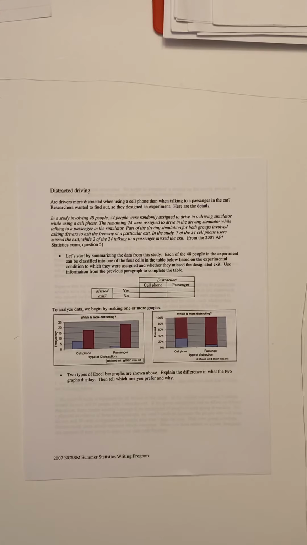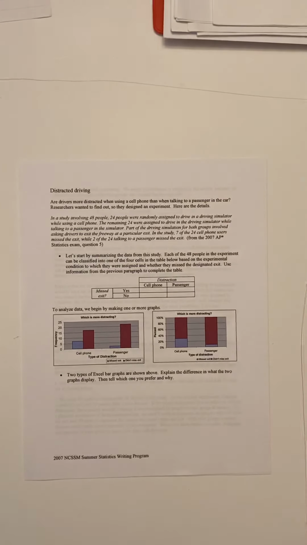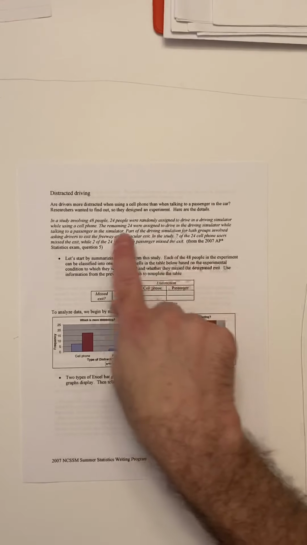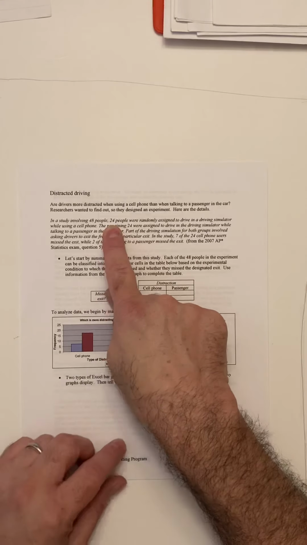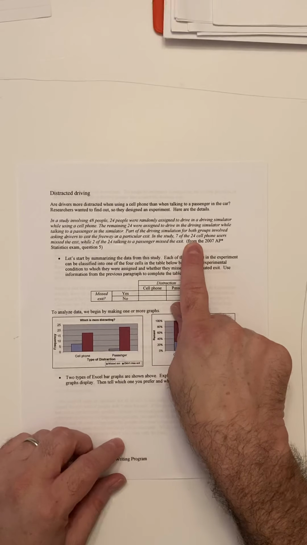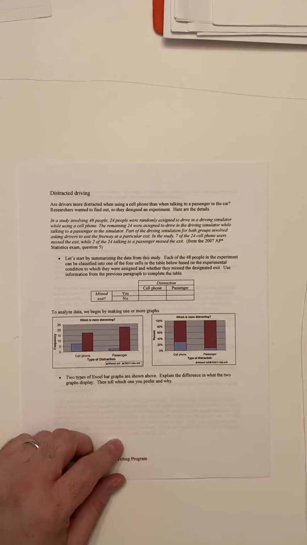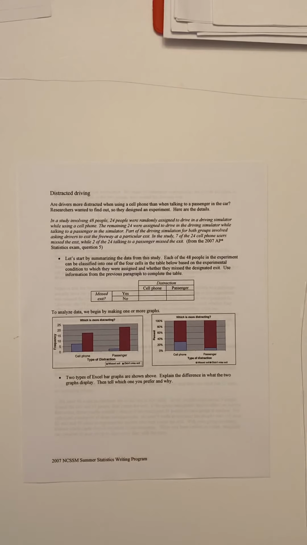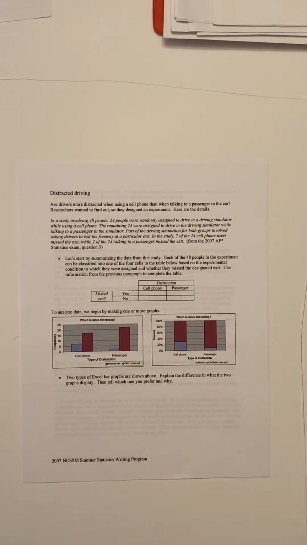Just so you understand what's happening here, this is not necessarily proof of anything, but it does seem that the cell phone is causing some kind of distraction, because of the group of people in the simulator talking on the cell phone, 7 of the 24 missed the exit. And of the other group of 24 assigned to be in the simulator with a passenger, only 2 of them missed the exit. Now you might say, oh, this is conclusive evidence, but in statistics, we're going to take this further, and you'll see what we're going to do.